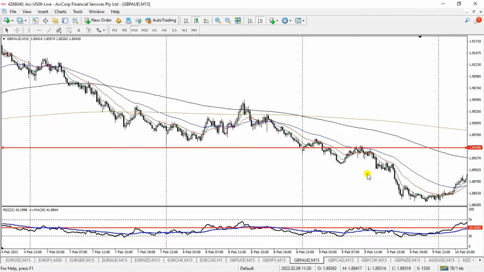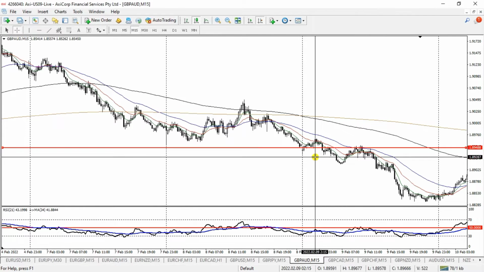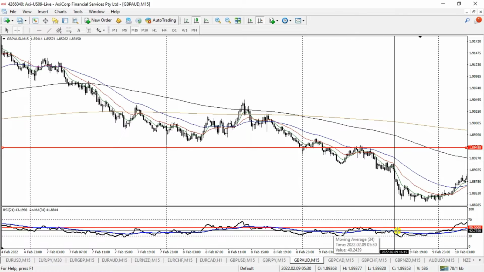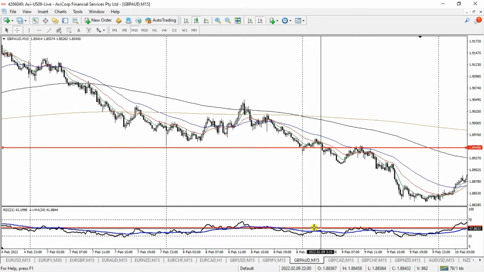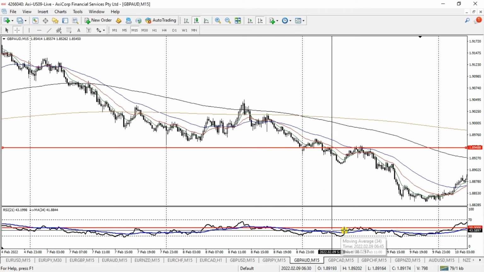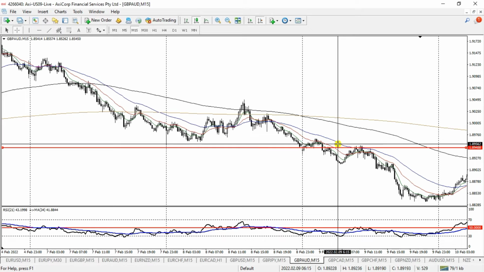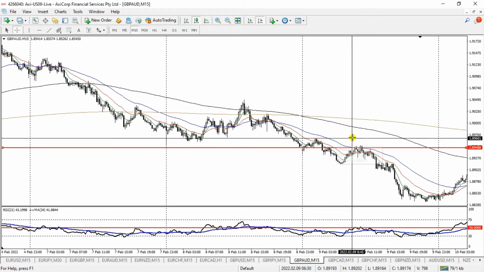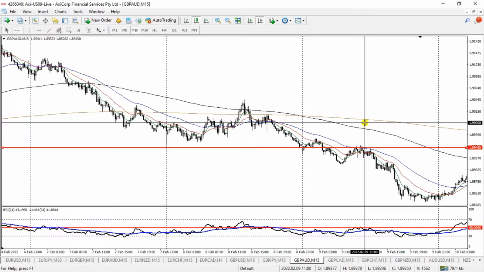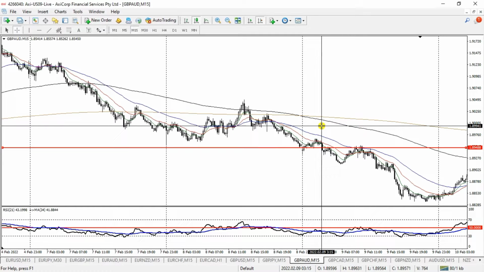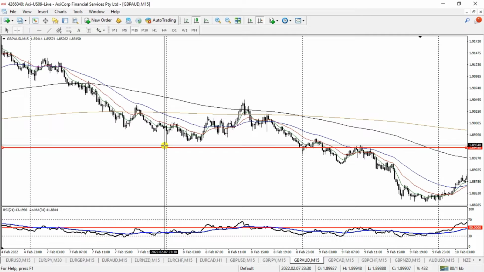So what I want to see here is a synergy between the moving averages and the sentiment line. If the sentiment line, this blue line here, is below the 50 area of the RSI, that communicates to me that the sentiment of the market is bearish, coupled with the positioning of the moving averages. So where the 50 is below the 200 and the 200 is below the 800, that tells me that it is a bearish trend.